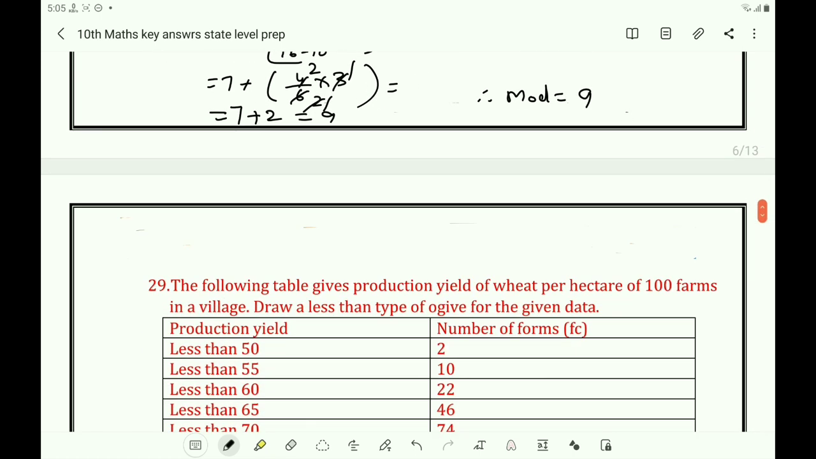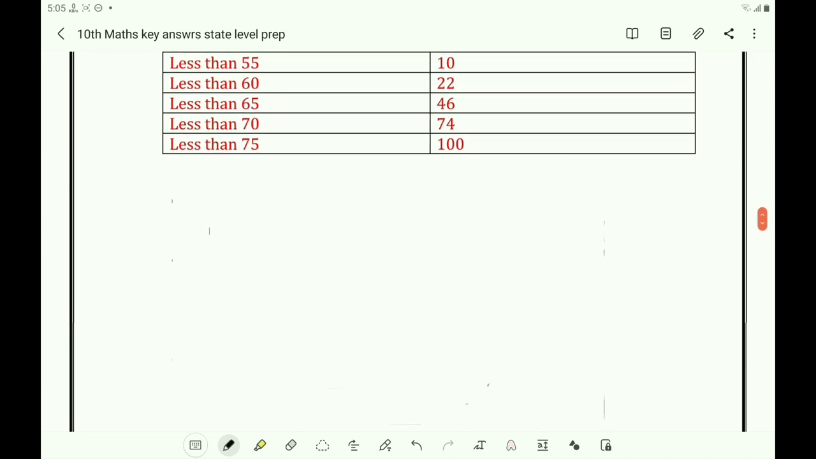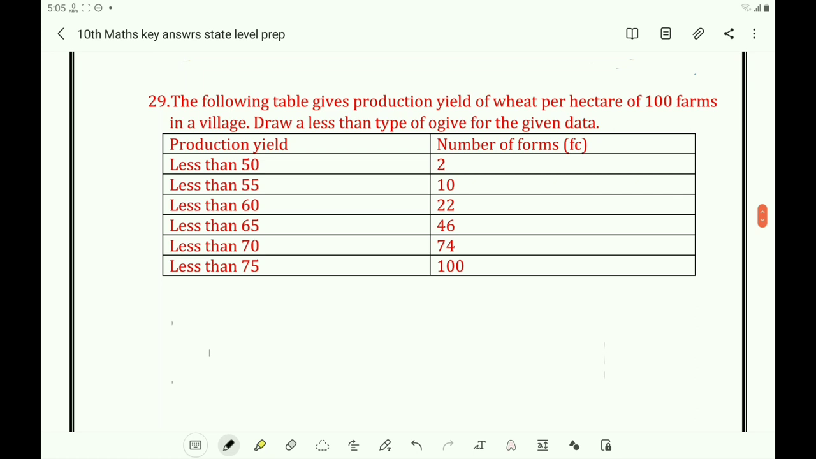Next, you take question number 29. What is the question? The following table gives the production yield of wheat per hectare of 100 farms in a village. Draw a less than type ogive for the given data. Here production yield is given. Less than 50, number of farms 2, less than 55, 10, less than 60, 22, less than 65, 46, less than 70, 74, less than 75, 100.